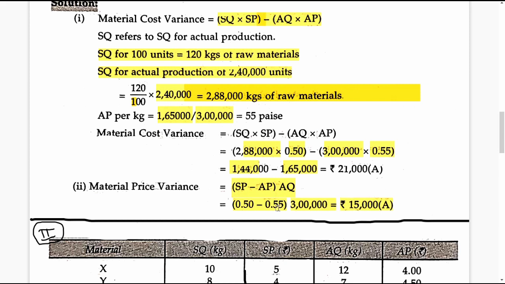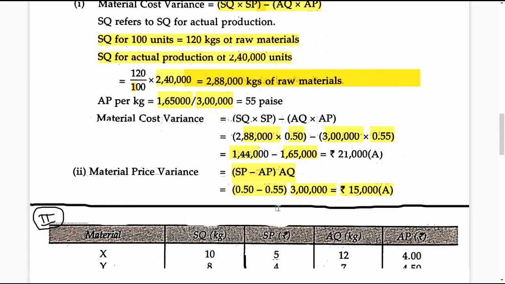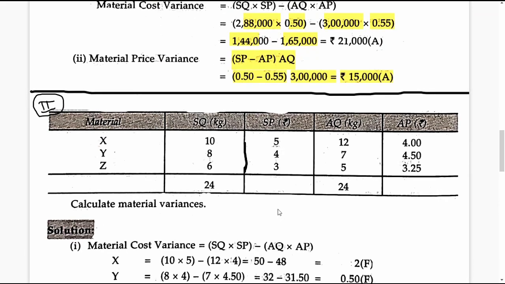Since the actual price per kg of raw material is higher than the standard price per kg of raw material by 5 paise, the answer would be adverse. Now let us get into the details of sum number 2.